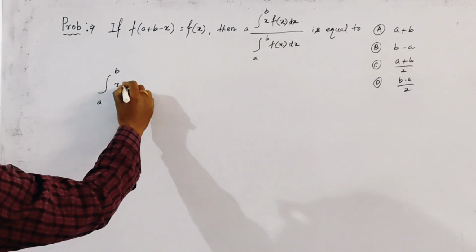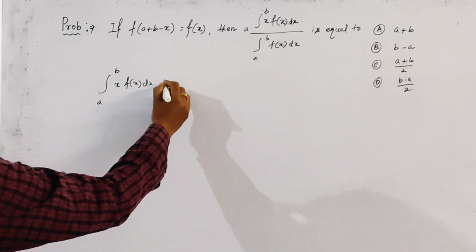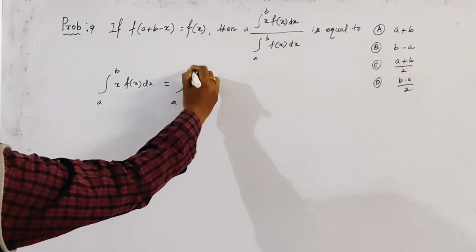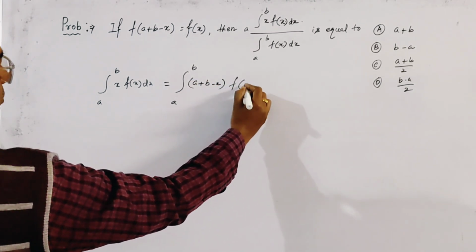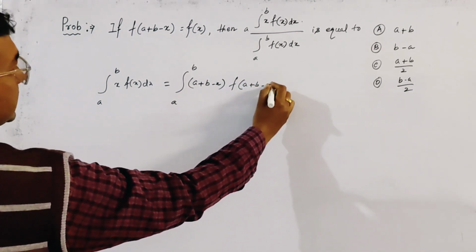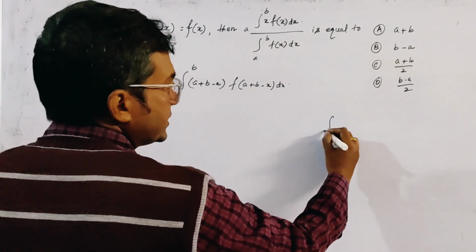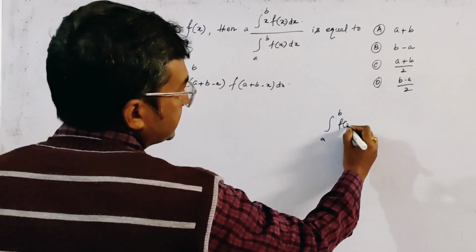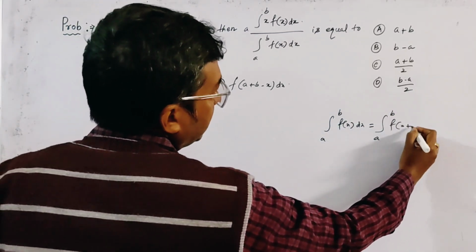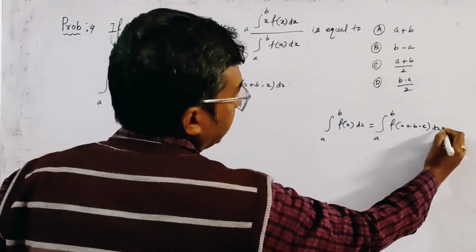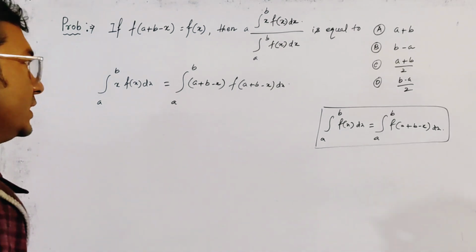if we take the upper portion x into f(x) dx, then it is written as integration a to b of (a plus b minus x) into f of (a plus b minus x) dx, because we know from the property of integration that integration a to b f(x) dx is equal to integration a to b f of (a plus b minus x) dx. We know this property. This is a very important property of integration.